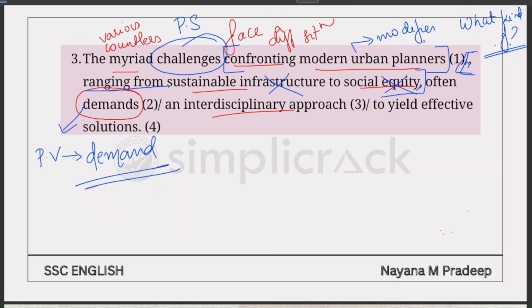Now this confronting modern urban planners is basically a modifier which tells you what kind of challenges you are talking about. The myriad challenges, what kind of challenges? The challenges that confront modern urban planners. So it does not change the form, the plurality or the singularity of the subject. It just gives you more information about what the challenge is.